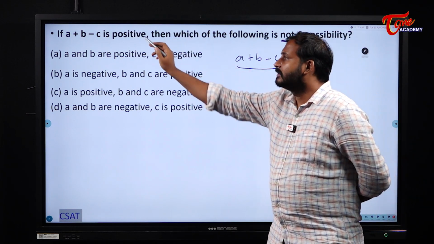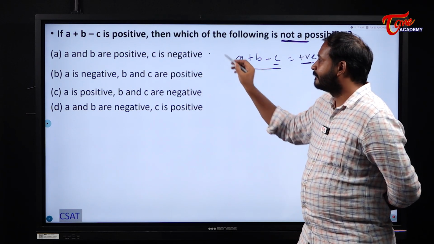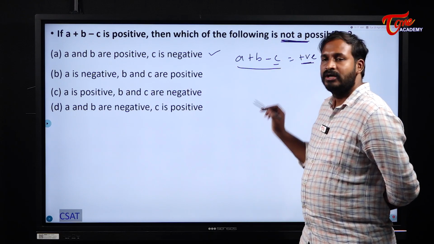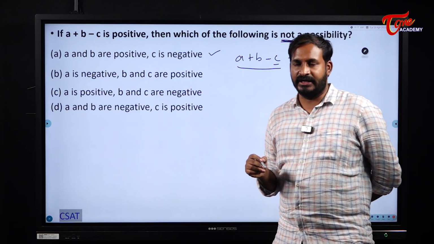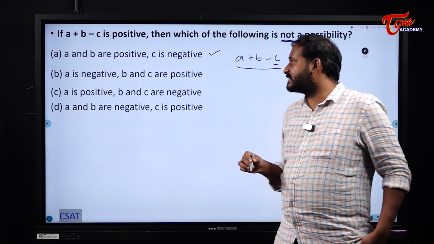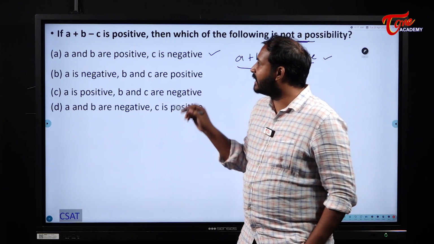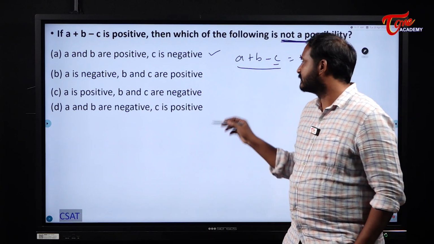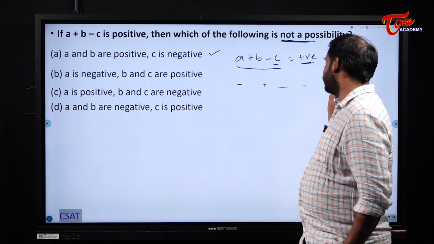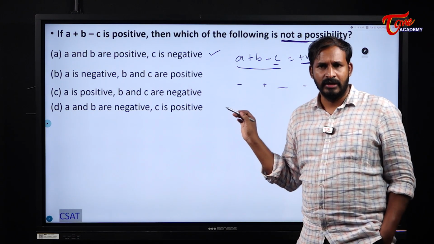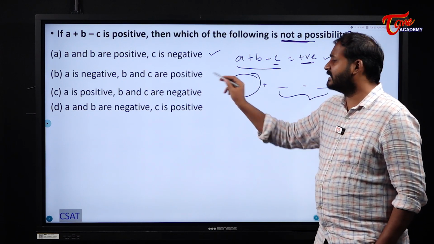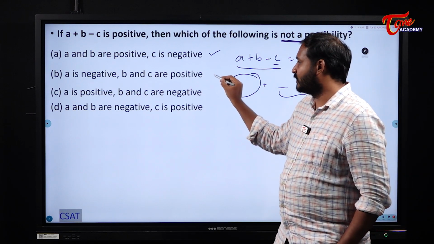So A and B are positive and C is negative. That is true. Why? Because if we do so, obviously the result will be positive at any cost. Next, what they are asking is not a possibility. A is negative, B and C are positive. Yes, still there is a chance. If I take A a negative value, B a positive value and C whatever value you want, positive or negative, if this value is less than the sum of these two, then there is a possibility, right? So this one is also true. There is a chance.